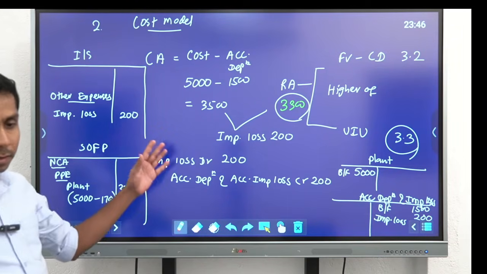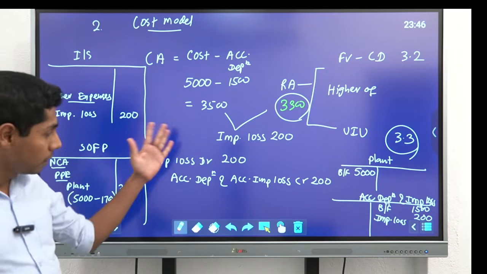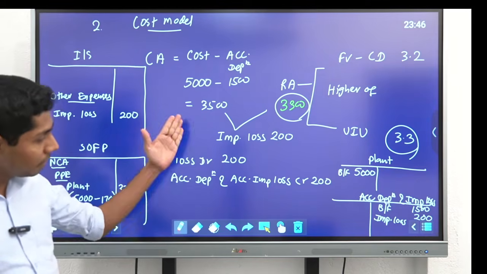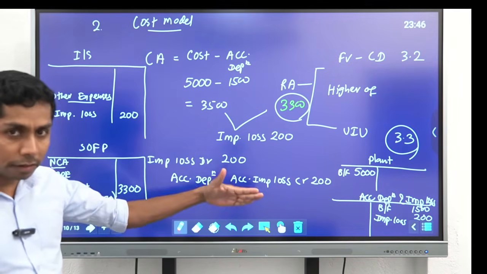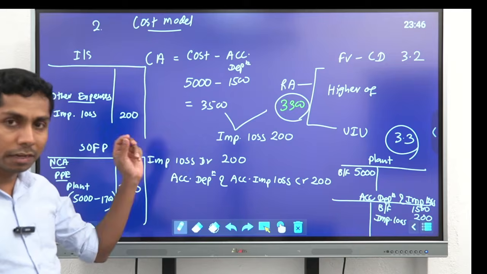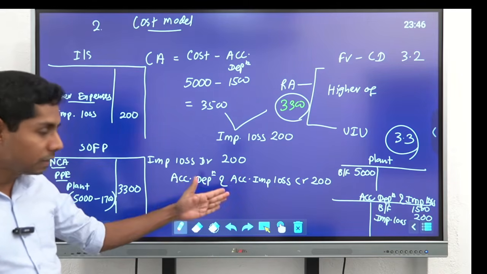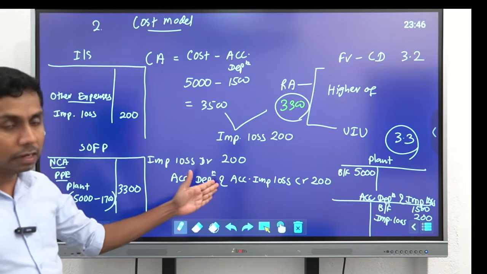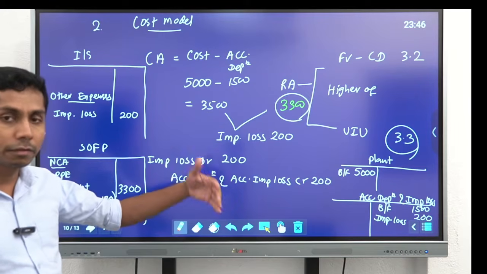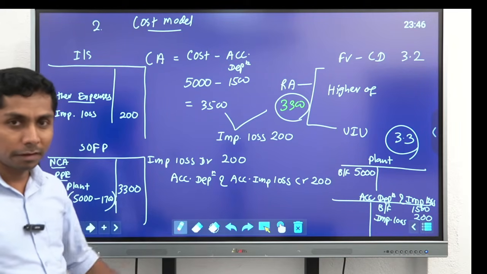Okay, so this is 3,300. Got it? Very simple. Impairment loss account debit, accumulated depreciation and accumulated impairment loss account credit. So what did we do here? We have combined the accumulated depreciation and accumulated impairment loss accounts together, but it is not a must.